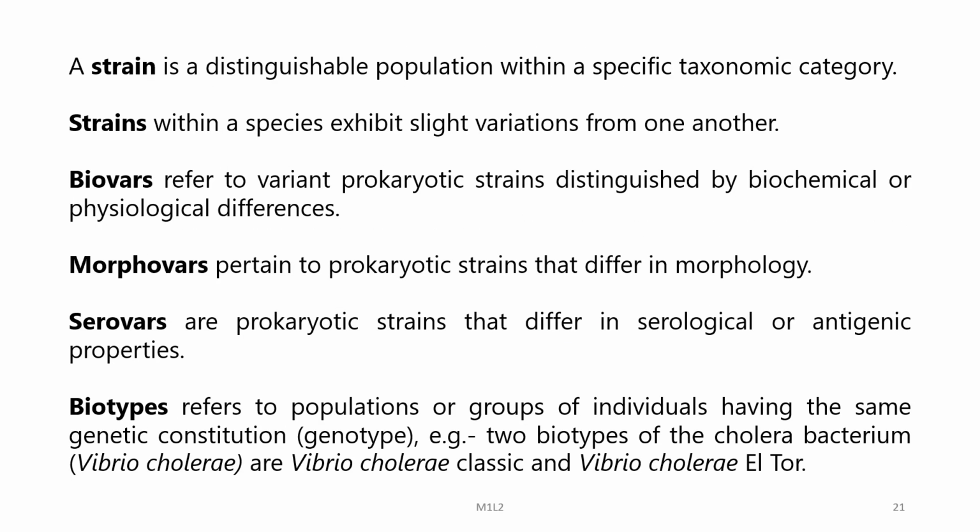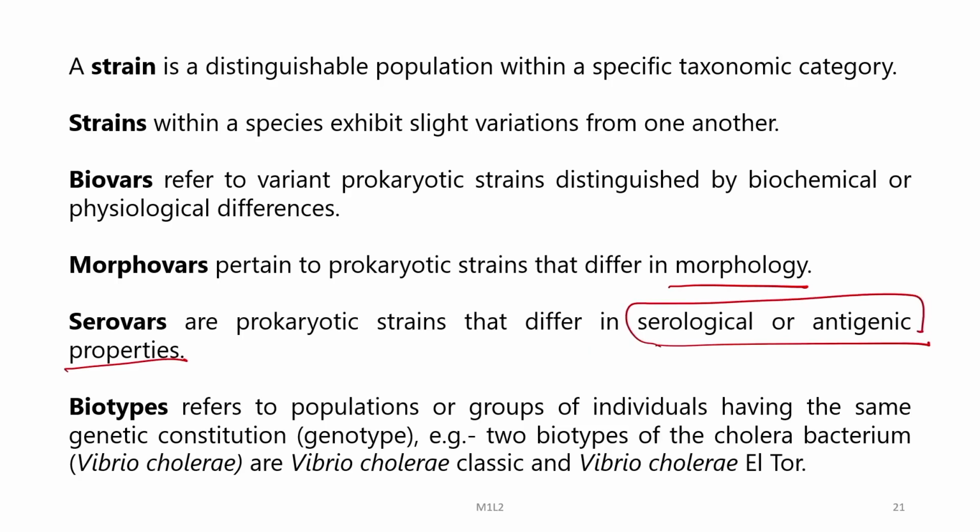A strain is a distinguishable population within a specific taxonomic category. Strains within a species exhibit slight variations from one another. Biovars refer to variant prokaryotic strains distinguished by biochemical or physiological differences. Morphovars pertain to prokaryotic strains that differ in morphology. Serovars are prokaryotic strains that differ in serological or antigenic properties. We also sometimes use these as a classification tool.